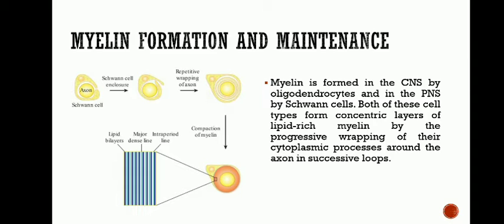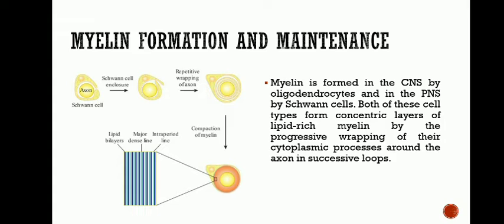Myelin formation and maintenance. Myelin is formed in the central nervous system by oligodendrocytes and in the peripheral nervous system by Schwann cells. Both of these cell types form concentric layers of the lipid-rich myelin with the progressive wrapping of their cytoplasmic processes around the axon in successive loops.